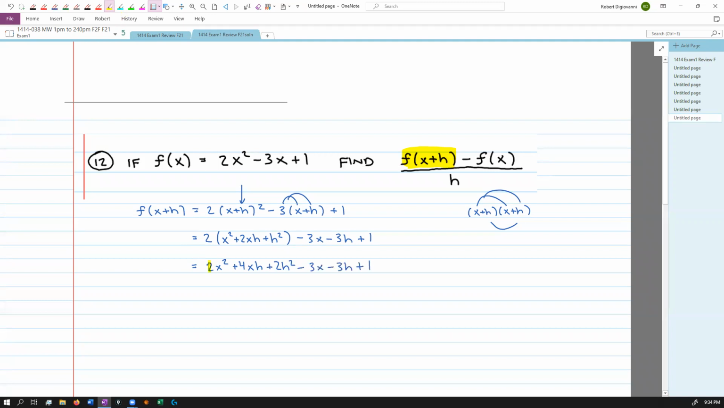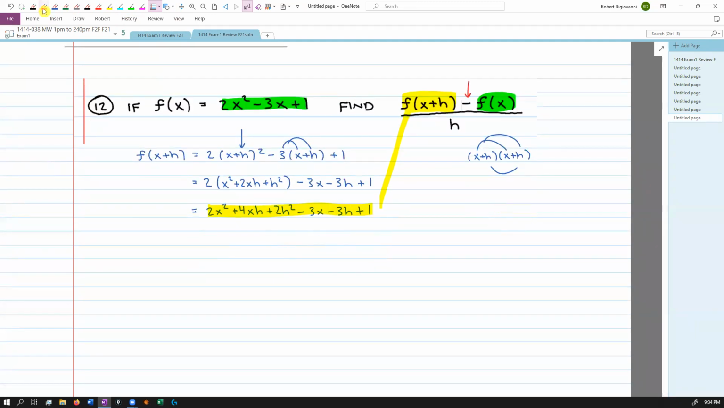That is just the top left corner of this expression. Now the good news is that f of x is just the original function. We'll just have to pay attention to that minus sign, and then we're going to divide the whole thing by h. So here we go. This difference quotient should be equal to everything we got in yellow minus the entire function f, all of it over h.